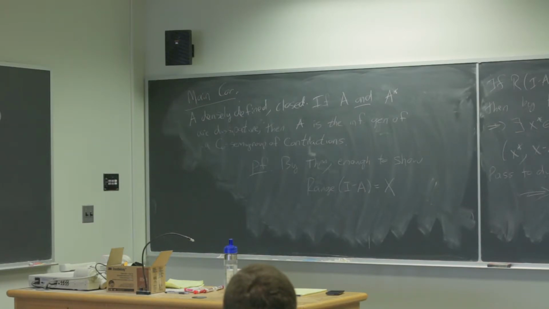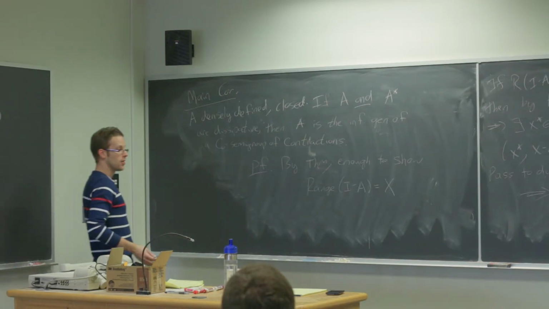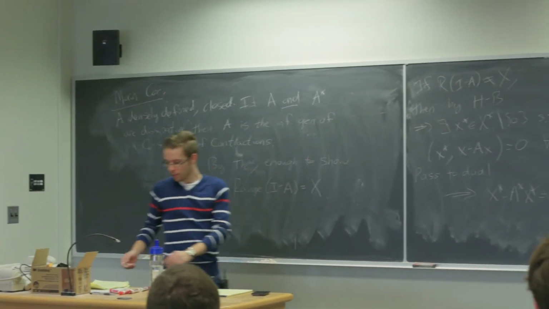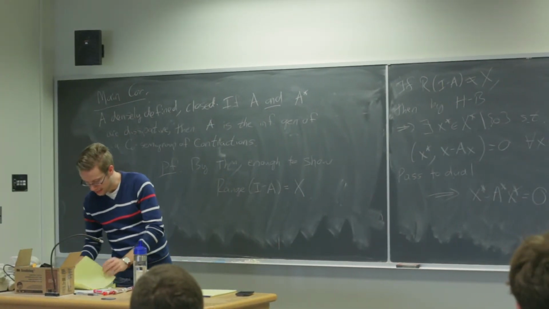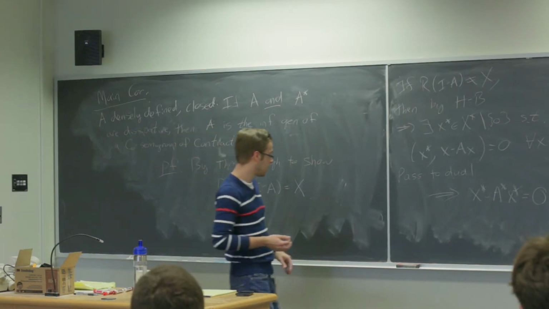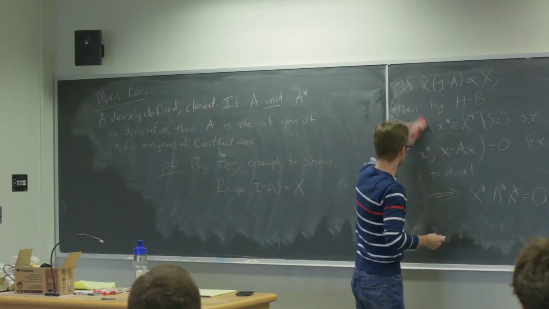Okay, so this is the main corollary that we need for the proof of Stone's theorem. Now I can finally get to Stone's theorem. This is a remarkable result, proved by Stone in the Annals in 1930, and then again by von Neumann a few years later.